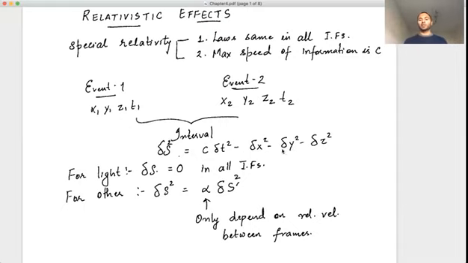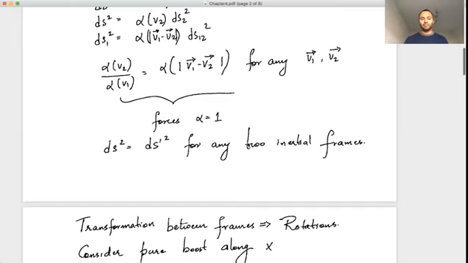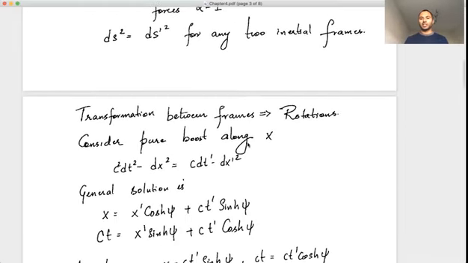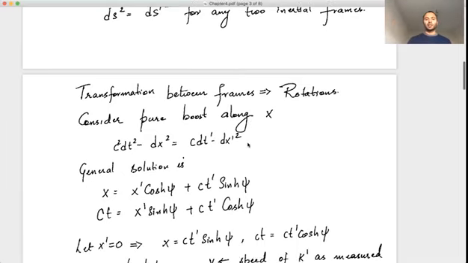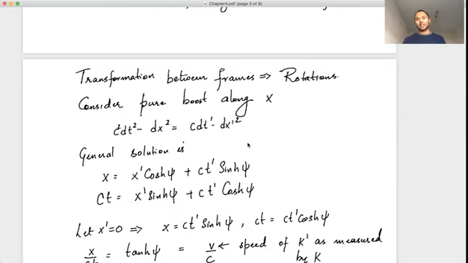Now we're talking about a rotation in 4 dimensions, right? So we're going to now say that the most general transformation is some kind of a rotation in 4 dimensions. So what does it look like? Let's just fix some axes so our life becomes simpler.